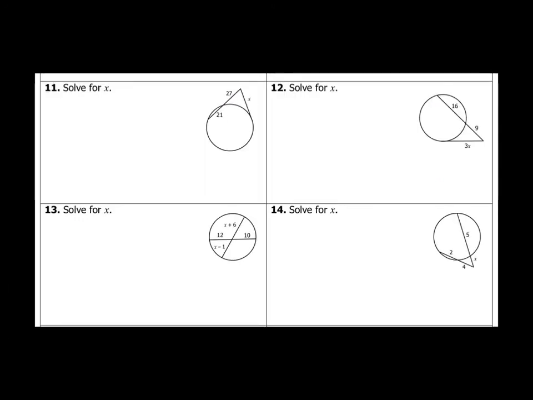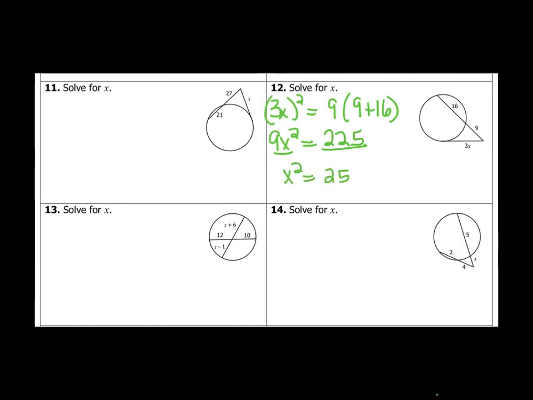Okay, so let's look at 12. I know that 12 is 3x squared equals 9 times 9 plus 16. This is going to give me 9x squared, and this is going to give me 225. I'm going to divide both sides by 9, and I'm going to get x squared equals 25.